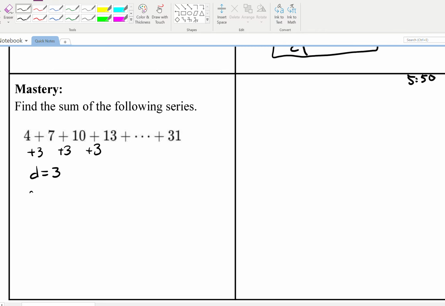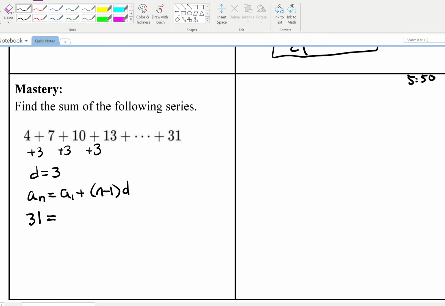And so I can use the generalized formula: a sub n for an arithmetic sequence is a sub 1 plus n minus 1 times the common difference. And then we can plug this in. Now we know that the last number is 31. What we don't know is how many numbers there are. There could be a lot of different numbers in there. So we have to figure out how many there are.